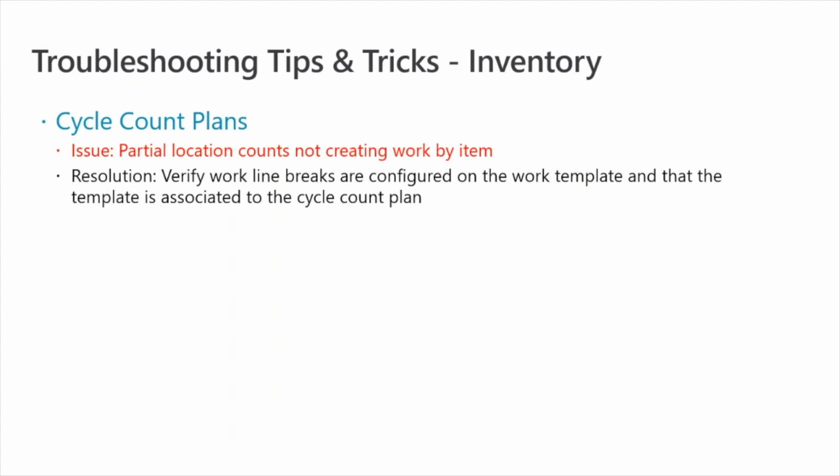If you are encountering that issue where the system is not generating your cycle count work by item for those locations, then you want to verify a couple of things. One, that you have set up the work line break by item on your work template, and then also that that template is explicitly associated to the cycle count plan that you are running.